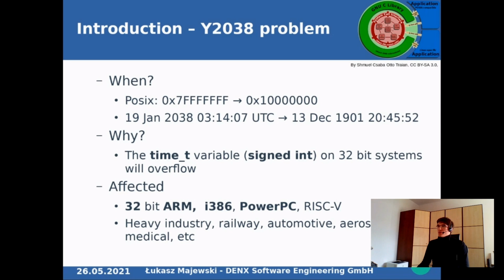Why is this problematic? It is problematic because on 32-bit systems like 32-bit ARM, x86, PowerPC, that time will be wrong. And for those systems, if nothing is done, such an issue will for sure happen. So all the use cases which demand long operational time for those devices, like heavy industry, railway, automotive, aerospace, medical, will be affected. What is important to say is that for 64-bit systems, that problem will not happen.